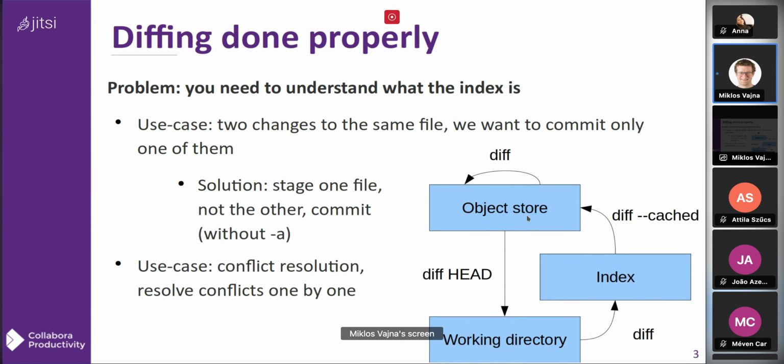And then you have three places where you can fetch state. You have the object store, what's committed at least locally. You have the index, and you have the working directory.